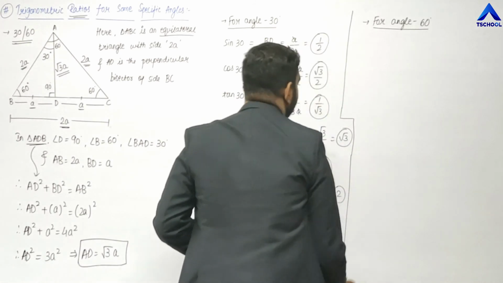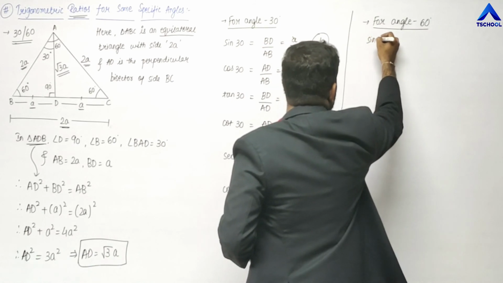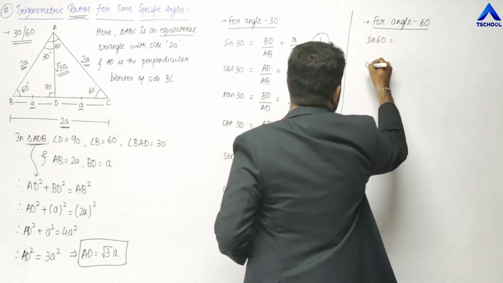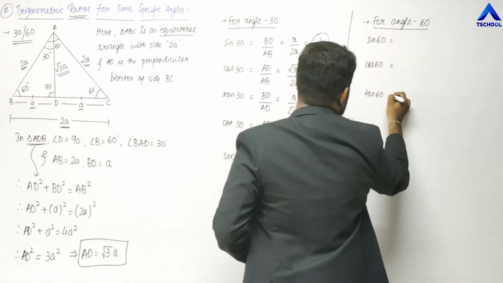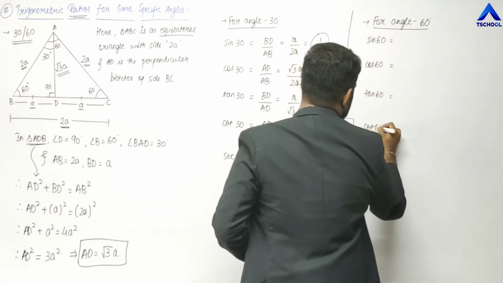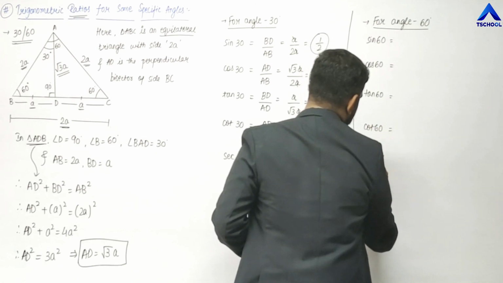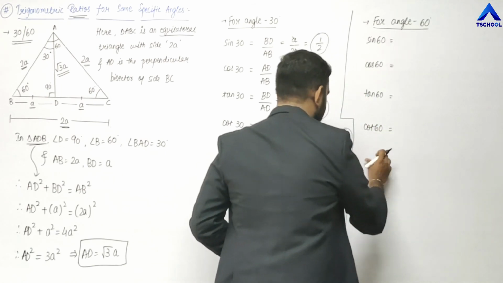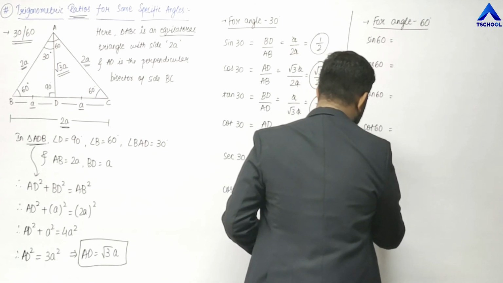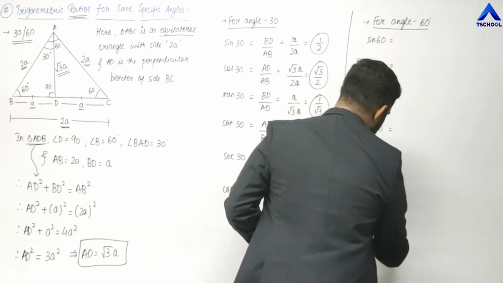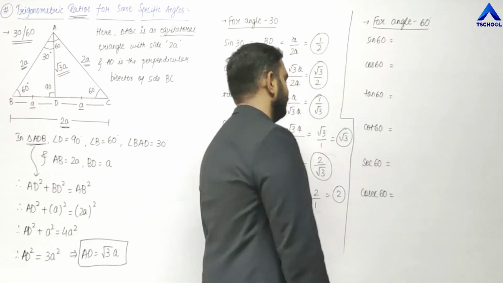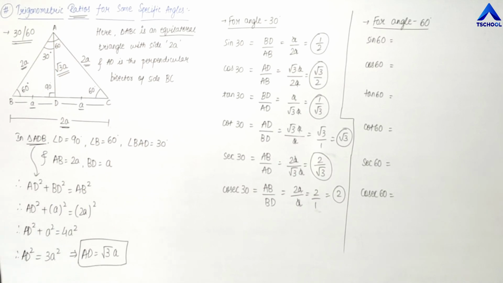First of all, we shall write down the ratios, that is sin 60, cos 60, tan 60, cot 60, sec 60 and cosec 60. So sin 60, friends, again now we shall look for the reference angle 60.